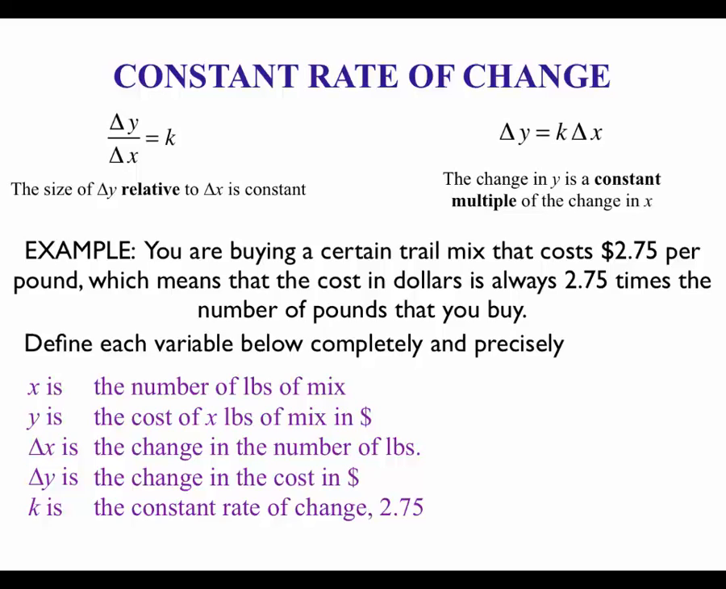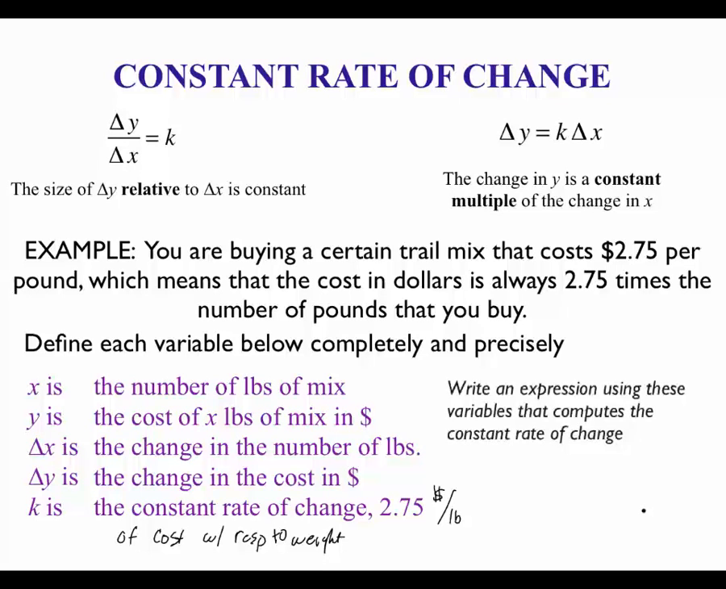So I should have been more specific here. Constant rate of change of what? Of dollars, or of cost, with respect to weight. What are the units on the 2.75? Dollars per pound. So that follows right here. Delta y is the amount of dollars, delta x is the amount of pounds. So dollars per pound is our value of k.